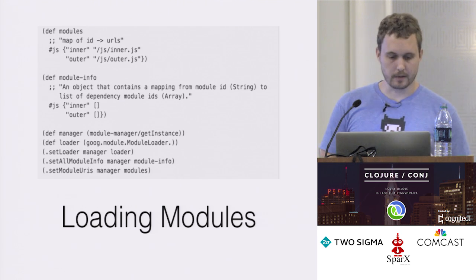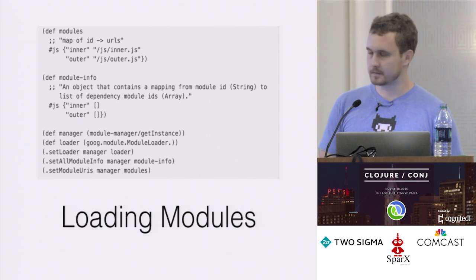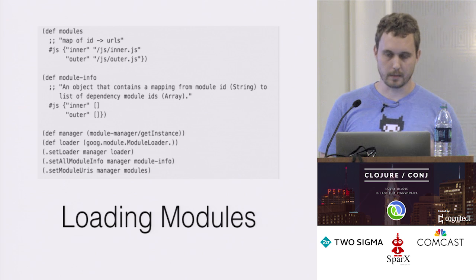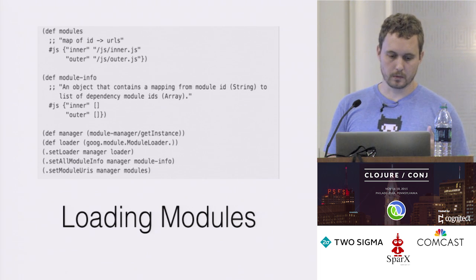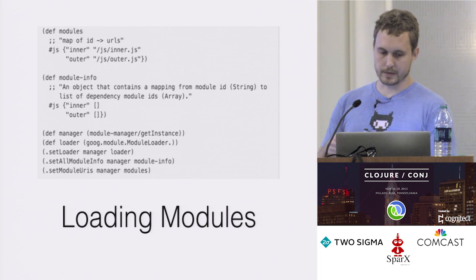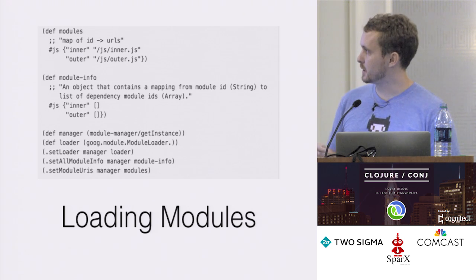So at the top, you have a map of module names to file names. And then the second block here of module info, those are dependencies. So when you tell Google Closure, I want this module, it will say, okay, well, I need to make sure that all the other dependent modules are loaded.